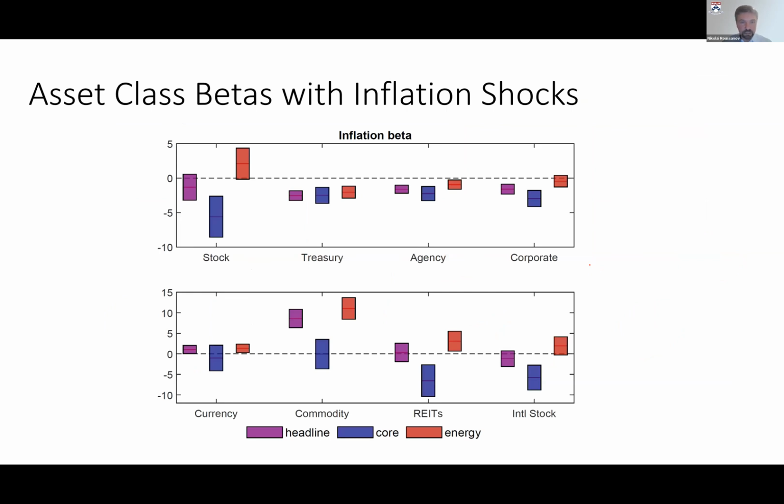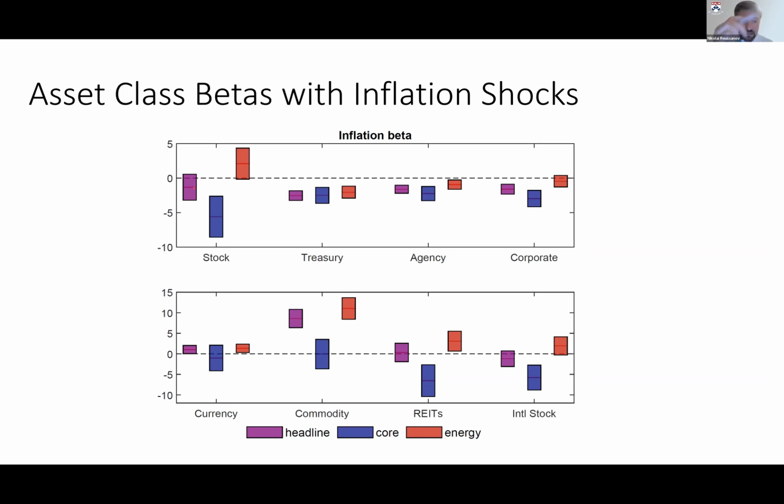So what we're going to look at now is the asset class return betas on the inflation shocks. For headline, we're basically regressing asset returns on the shocks to headline inflation. But when we look at core and energy, we are putting them on the right-hand side jointly. So these are multivariate betas, so they control for the effect of one on the other. So what are these bars that I'm showing you here? As I said, the headline is purple. The bar around the red line is the estimate, and the bar gives you the 95% confidence interval.